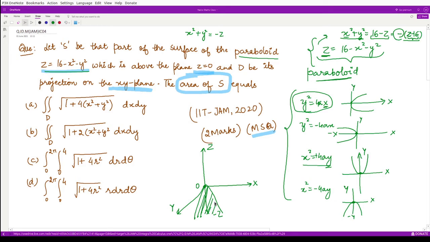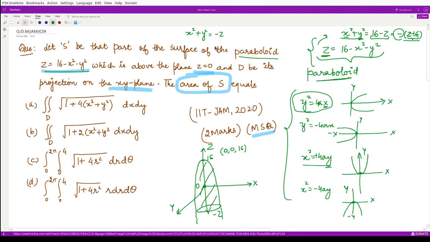So basically we have the paraboloid. Suppose this is the point. The paraboloid starts here at the point having x coordinate 0, y coordinate 0, and the z coordinate as 16, and we are having the paraboloid something like this in the negative z direction. So this would be a paraboloid, and moreover it will go on to infinity, right? So this is the 3D shape of this paraboloid.